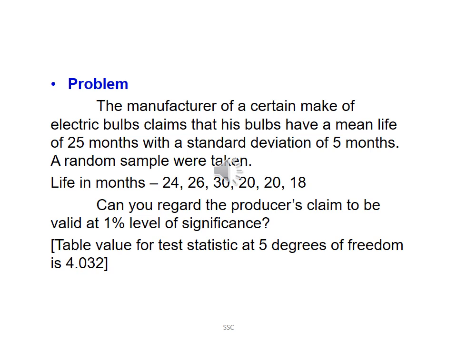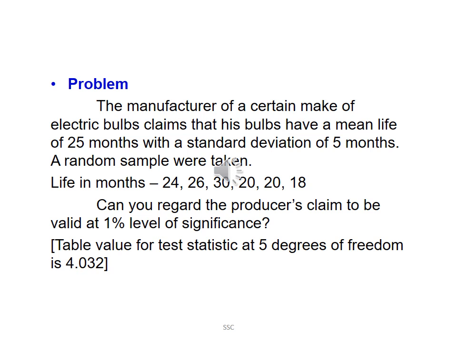The problem statement: the manufacturer of a certain make of electric bulb claims that his bulbs have a mean life of 25 months with a standard deviation of 5 months. A random sample was taken. Life in months: 24, 26, 30, 20, again 20 and 18. Can you say the producer's claim is valid at 1% level of significance?